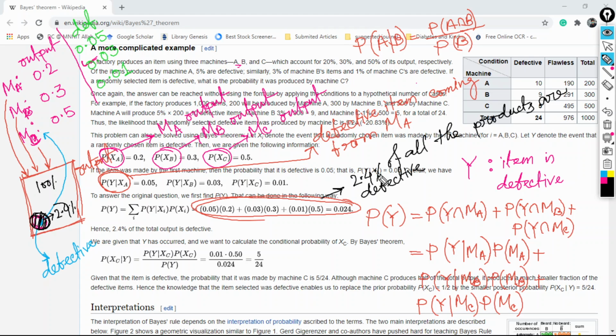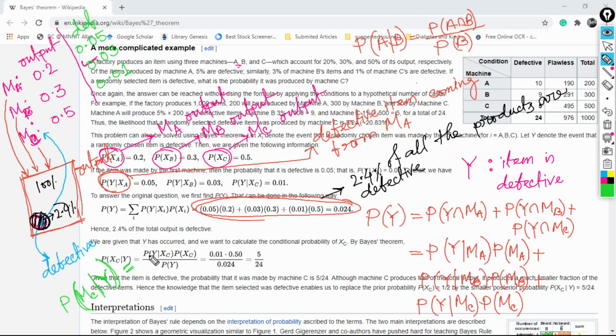Now, what we have to find: we are already given that the product is defective. I am using another color, the green one, to denote our requirement. Our requirement is that we already have a defective product, product Y, and now we are interested in finding whether it is coming from machine C.